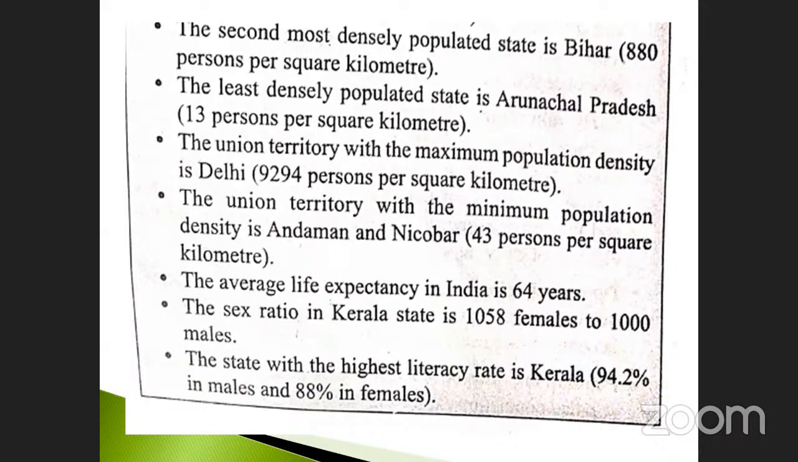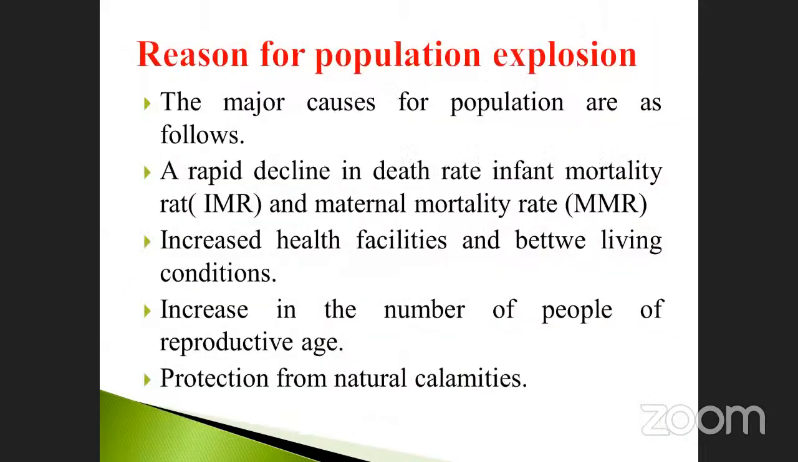The state with the highest literacy rate is Kerala, at 94.2. For males it is 88%, and females also have a high literacy rate. These are the highest literacy rates, in Kerala state only. These are all in the south region. Sometimes they may ask the question about the highest literacy rate, Kerala, and sometimes the sex ratio in Kerala, how much? 1058 per 1000. Females are 58 higher than males. That is also very good. Sometimes they ask questions on average lifespan. Okay, note it down, my dear son.